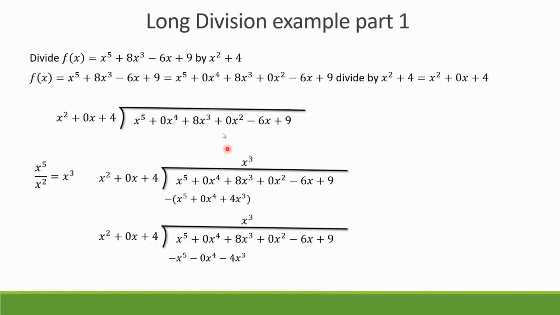Then, just like with long division of numbers, we have to multiply and subtract. So we multiply here, we have x cubed times x squared is x to the 5th. X cubed times 0x is 0x to the 4th. I mean, really it's 0, but just to keep everything consistent, I'm writing 0x to the 4th, and x cubed times 4 is 4x cubed. Now we're subtracting, right? So we want to distribute the minus sign here. And that's what I'm doing here.